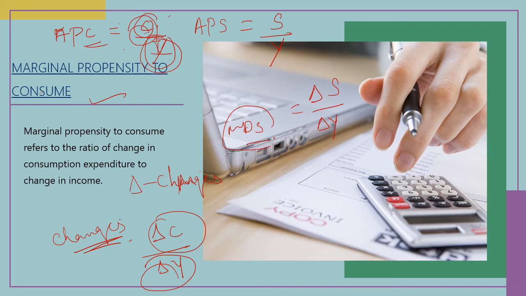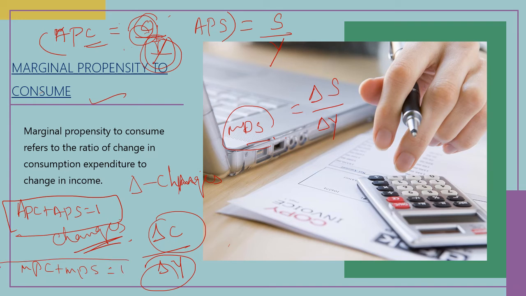Okay, so now what is the relationship between APC and APS? Always APC and APS is equal to 1. This is the relationship. The sum of the average propensity to consume and average propensity to save is always equal to 1. Next one, marginal. Marginal propensity to consume and marginal propensity to save is always equal to 1. This is the relationship between the APC and APS and MPC and MPS. Okay. This is marginal propensity to consume.